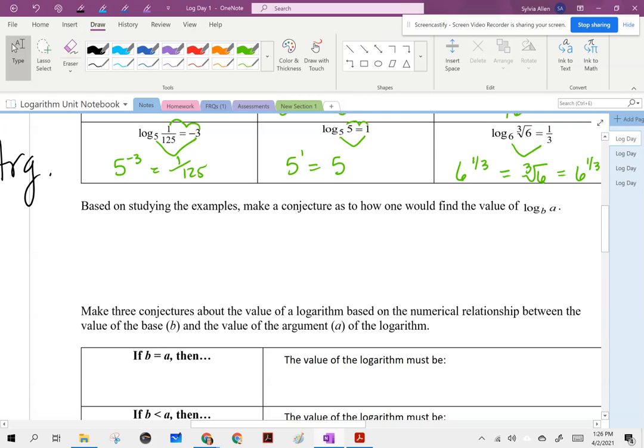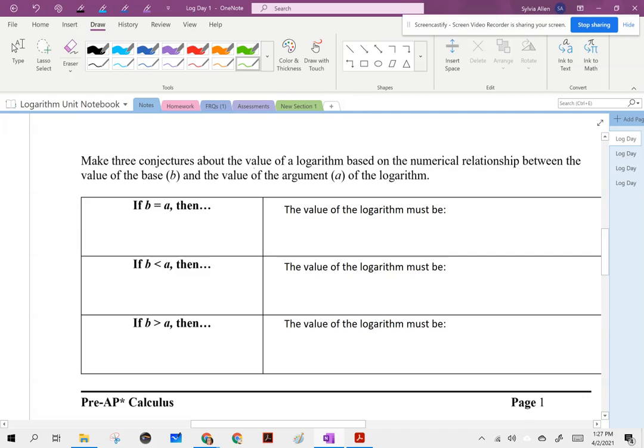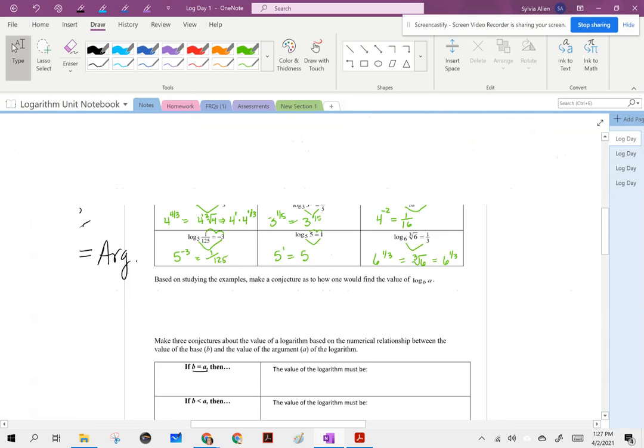So if we were to take a look at this, it says, based on studying the examples, make a conjecture as to how one would find the value of log base b of a. Then we are going to make 3 conjectures about the value of a logarithm based on the numerical relationship between the value of the base and the argument. So it's saying for us to consider if b is equal to a. So let's take a look and see which of these examples is it.